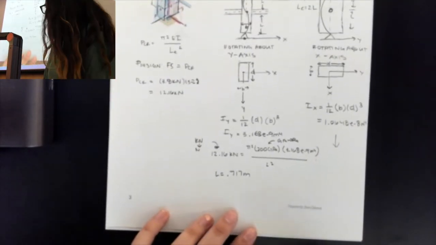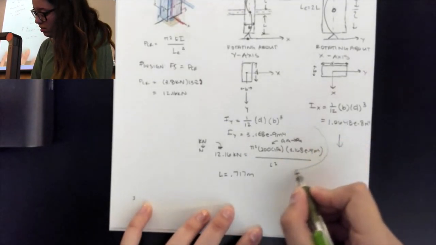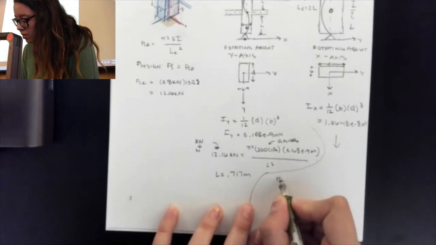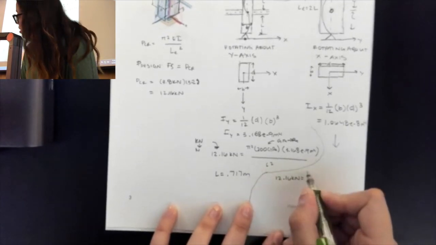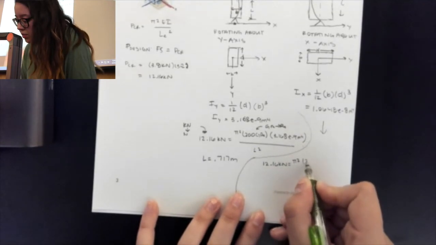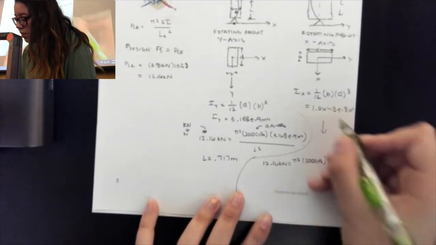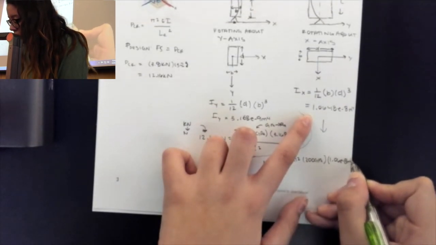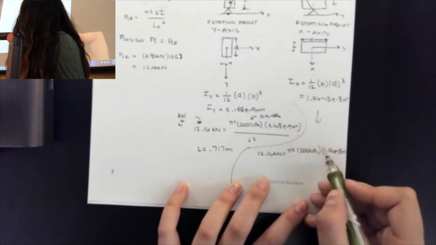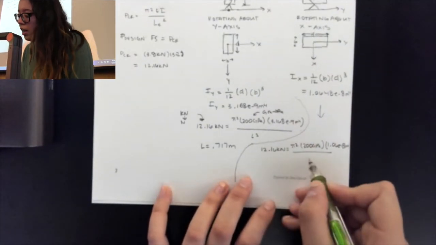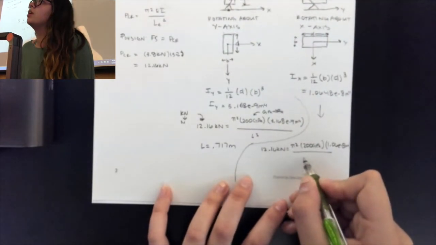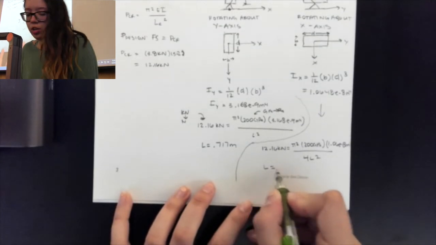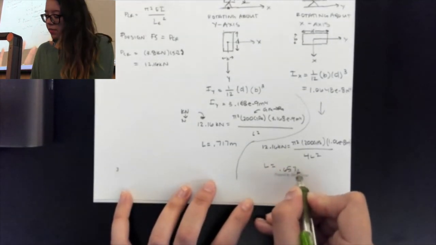I kind of ran out of space, you guys. Sorry about that. We're going to have the same thing. We're going to have P critical, which is 12.16 kilonewtons, equals pi squared, 200 gigapascals. We're going to use the I that we found for this one, 1.06 times 10 to the negative 8 meters to the fourth. I'm just pulling that from there. Sorry, it's really small. Over our L effective, which is 2L. So what is that going to be? 4L squared. Then we solve for L again, and you should get 0.657 meters.